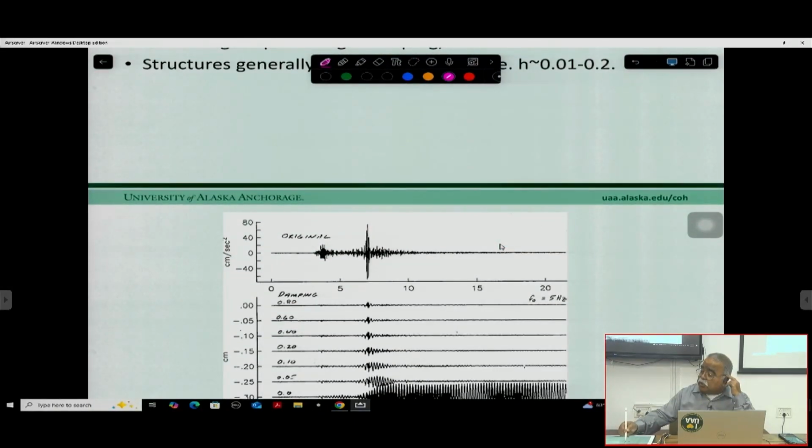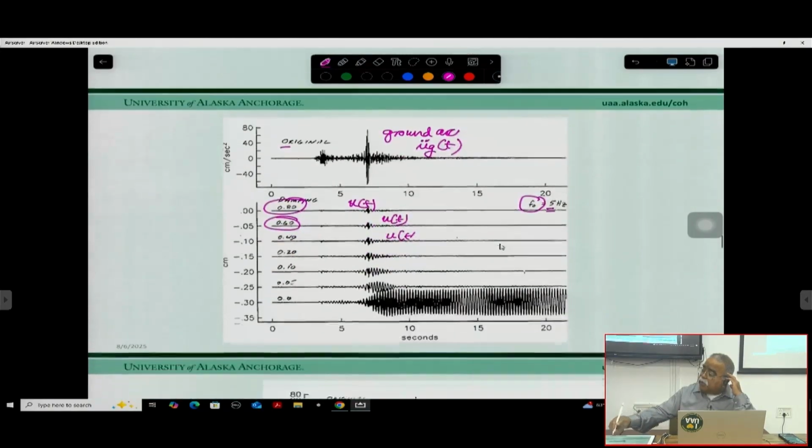Suppose this is your original ground response, and then we use different damping values, and for a particular frequency of 5 Hz, this is your ground response. So this is your ground acceleration, or it is called UG double dot T, and you will be seeing a UT for different damping values. These are the different damping values for a fixed fn. So you can calculate different building responses UT at a different damping for a different frequency.